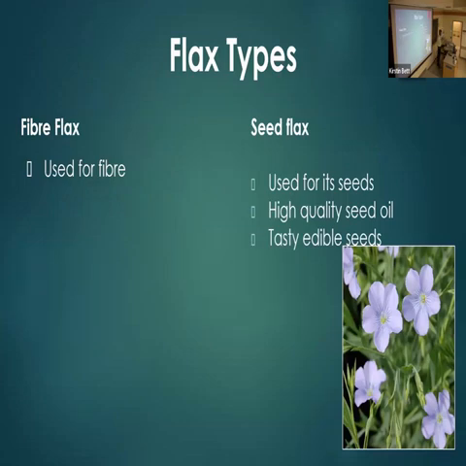Now, there are two different flax types in Saskatchewan being used: fiber flax and seed flax. Fiber flax is used for fiber, and seed flax is used for its seeds, particularly its oil and edibility. The meal can be utilized in making different types of baked goods. It can be eaten fresh in cereal. And the oil is quite good for both industrial purposes and for cooking and salad dressings.